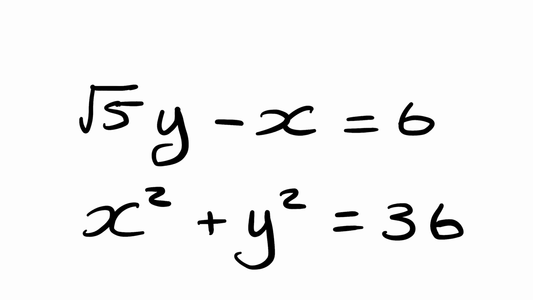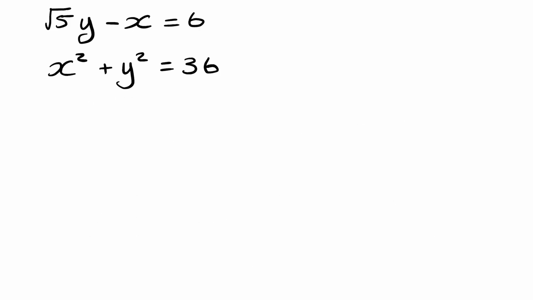I'm Sally, and in this video I'm going to work through the simultaneous equation for you. So let's dive straight in. Our first equation: root 5y minus x equals 6. And I always label my equations, so that's the first one. Second equation: x squared plus y squared equals 36. That's a circle equation, and that's equation 2.